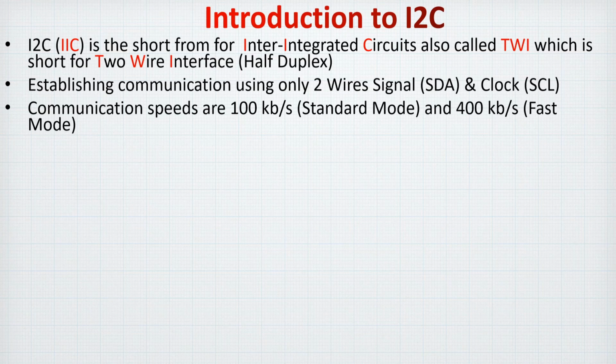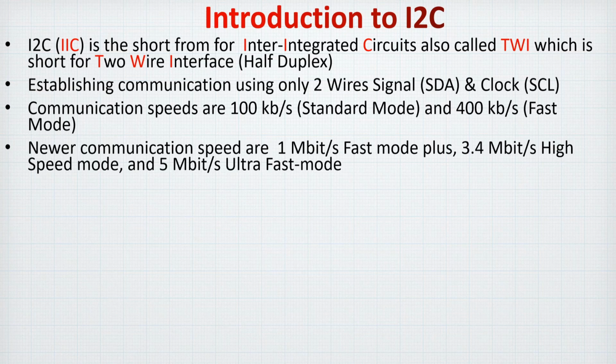The communication speed is 100 kilobits for the standard mode and 400 for the fast mode. But recently there are new modes which go from 1 megabit to 5 megabits, but these are still not really used a lot. So most of the time, for the ICs that you find in the market, 100 and 400 kilobits are the common ones.